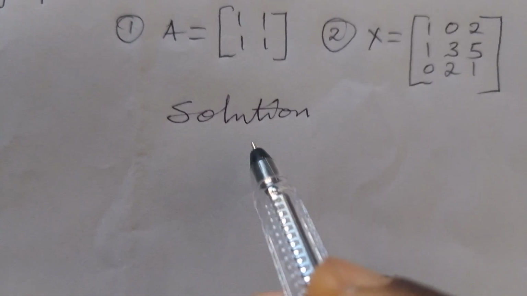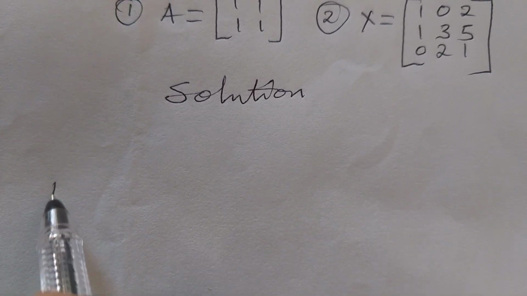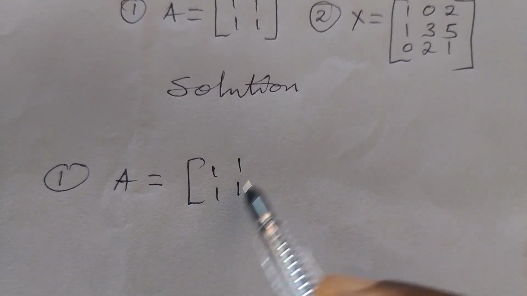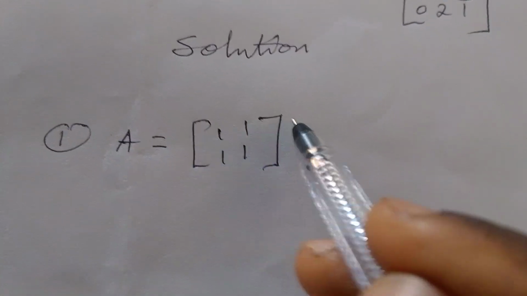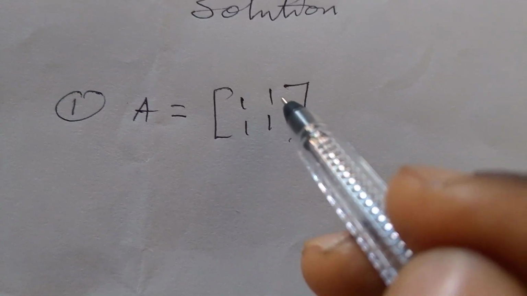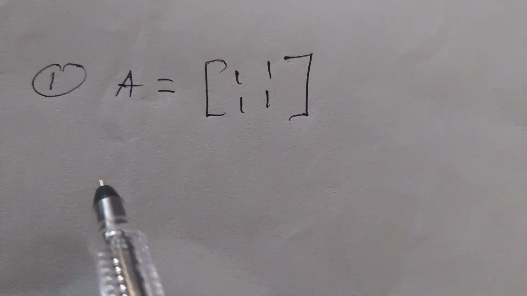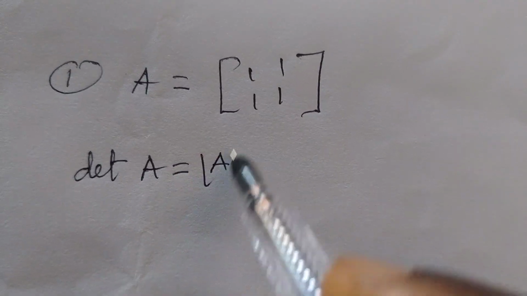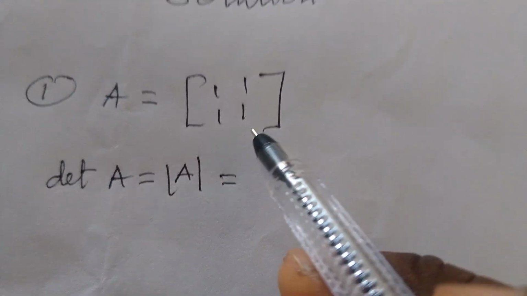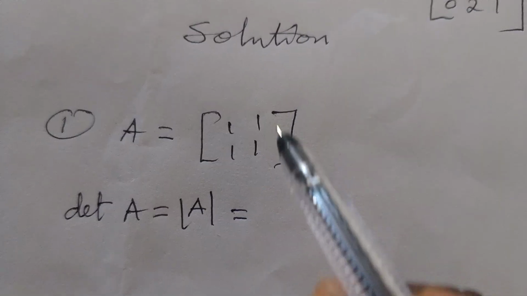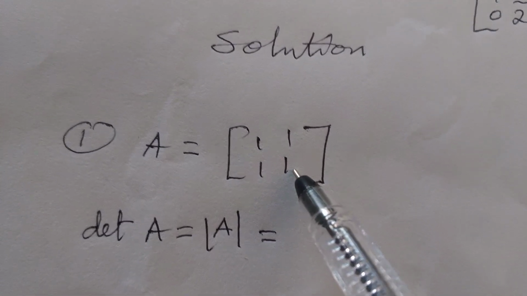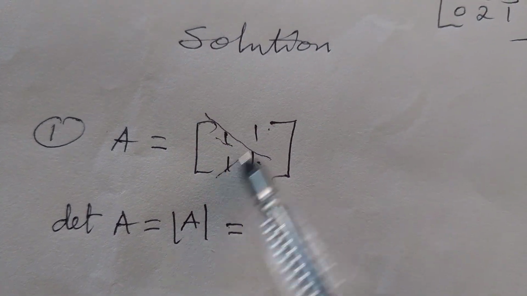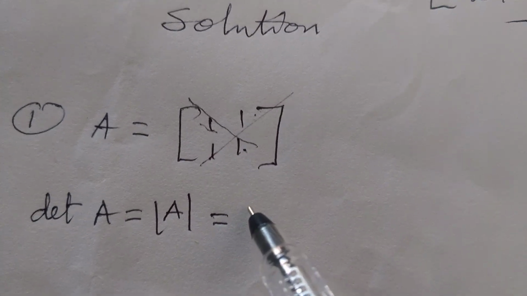To solve this is very simple. Starting from number 1, where A is 1 1 1 1, this is a 2 by 2 matrix with two columns and two rows. So what I'm going to do now is find the determinant of A. We multiply: 1 times 1 and 1 times 1. I multiply like this, and I also multiply like this. So 1 times 1 is 1.